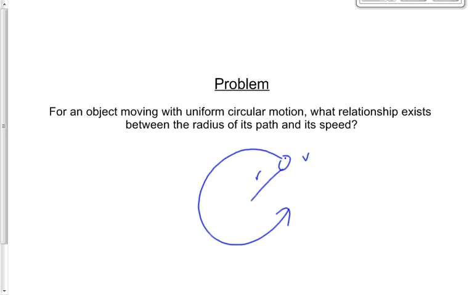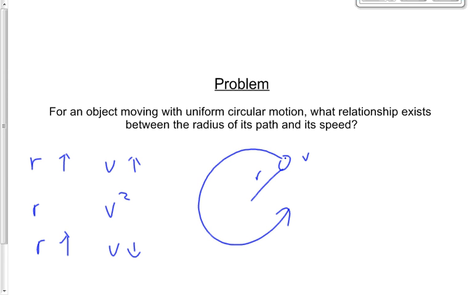Is it a linear relationship? In other words, if r goes up, does v go up? Is it an exponential relationship? As r goes up, then v goes up by a factor of v squared. Is it as r goes up, v goes down? What is the relationship between r and v? All right. We're trying to find the relationship between r and v, the radius of the path and the speed.